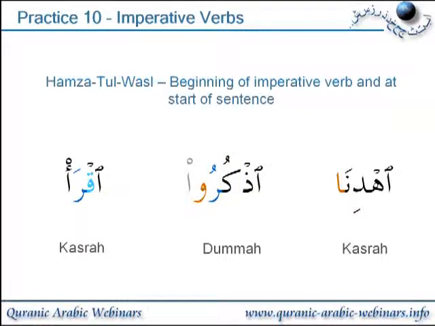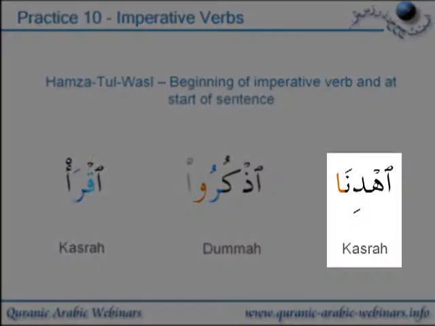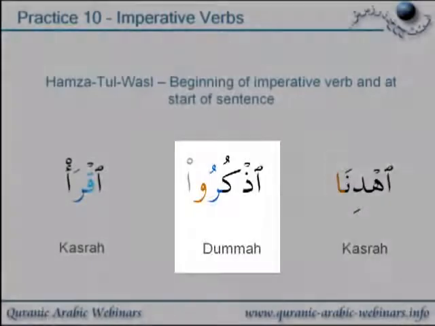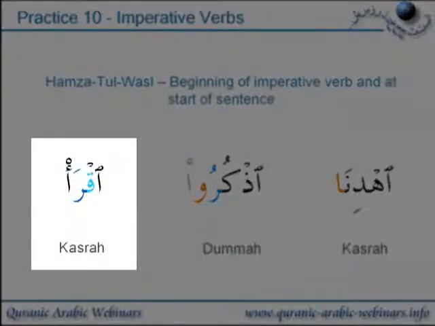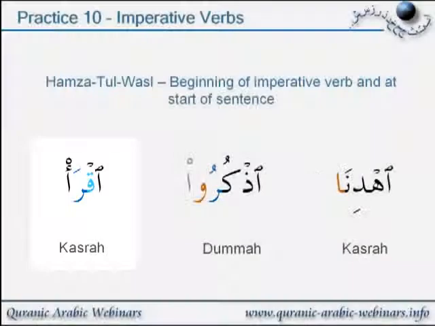So these three examples are اهدنا، اذكروا، اقرأ. So that was just a brief reminder. You may have to go back to the lesson on Hamza-Tul Wasl and Hamza-Tul-Qat to go in a bit more detail about that rule.